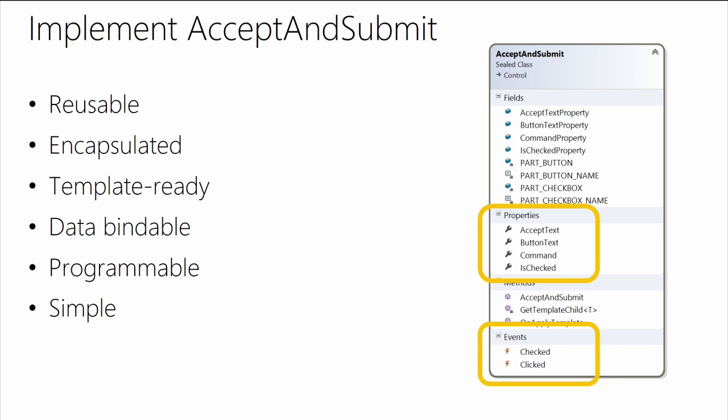We encapsulate all this logic. It's all template ready, right? So that means that any developer can come in and make this look the way they need to if they have to. And so you get to control how much of the capability they get to retemplate as well. It's all data bindable because we used dependency properties instead of regular properties. It's all programmable, whatever that means, right? Because we've made it all extensible so that I could reference it from the code behind of the main page.